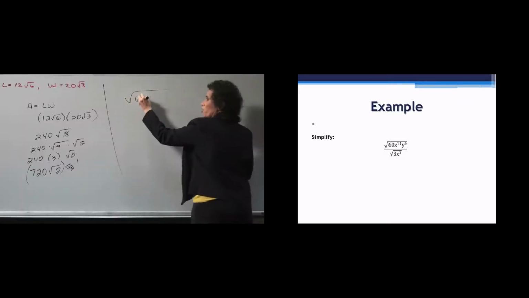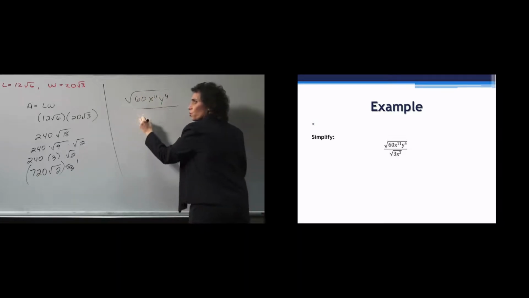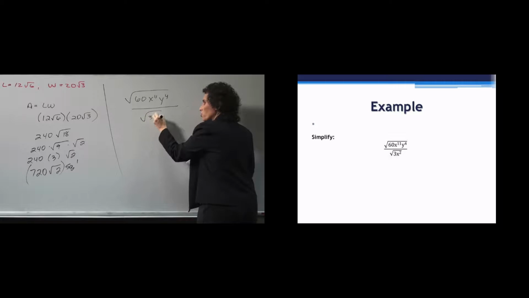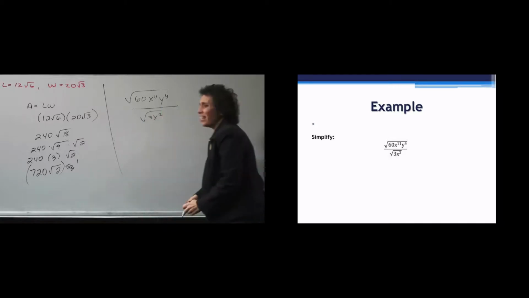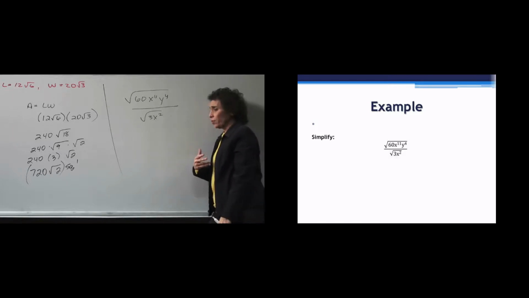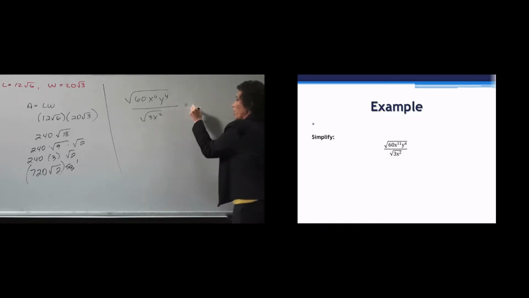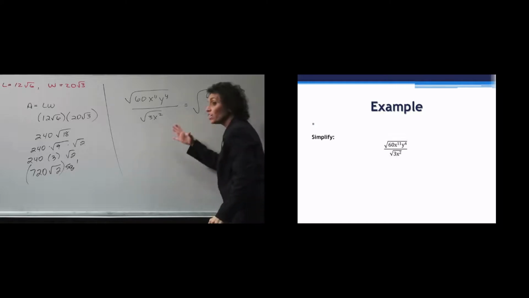It's the square root of 60 x to the 11th y to the 4th over the square root of 3x squared. Okay, now listen. Depending on your teacher, everybody will do this differently. I'm going to tell you how I do it. This is, by the way, the exact same question as this. I do not want you to be deceived by this.